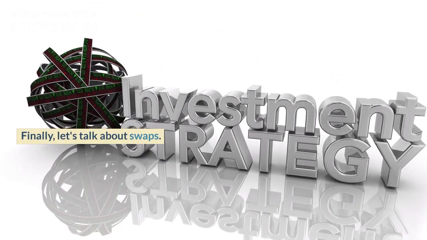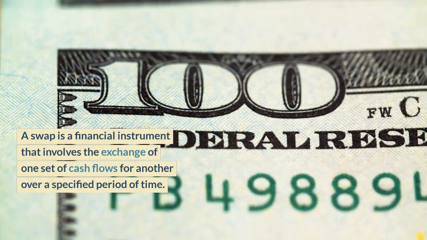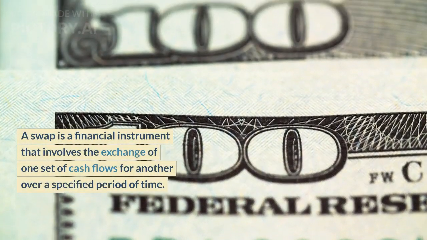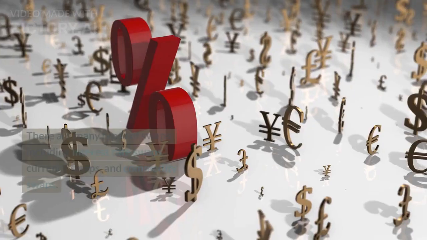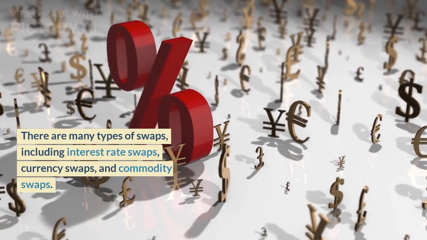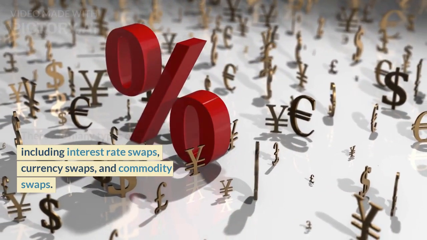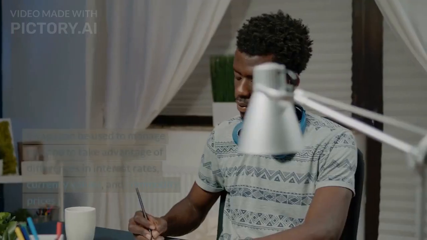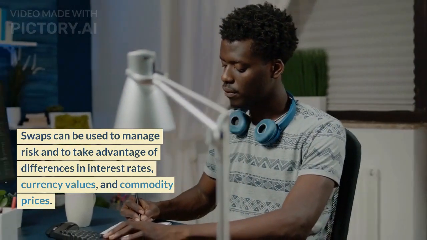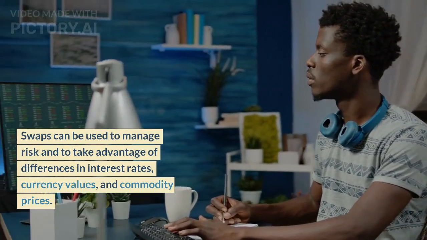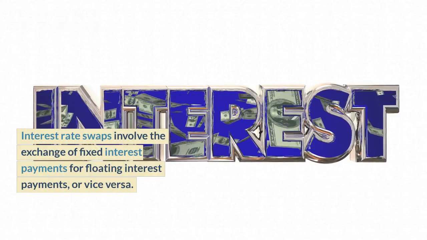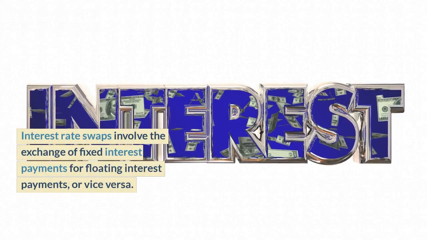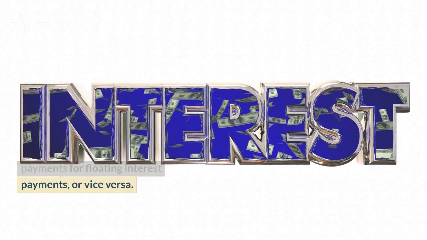Finally, let's talk about swaps. A swap is a financial instrument that involves the exchange of one set of cash flows for another over a specified period of time. There are many types of swaps, including interest rate swaps, currency swaps, and commodity swaps. Swaps can be used to manage risk and to take advantage of differences in interest rates, currency values, and commodity prices. Interest rate swaps involve the exchange of fixed interest payments for floating interest payments, or vice versa.